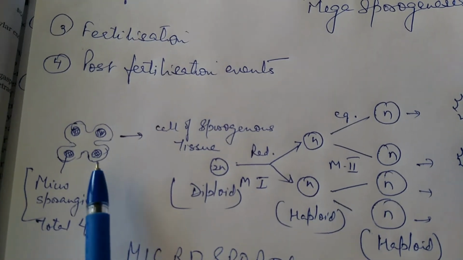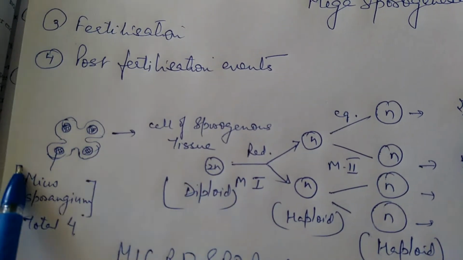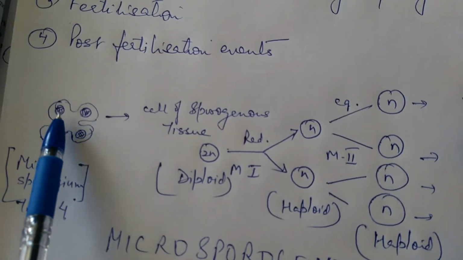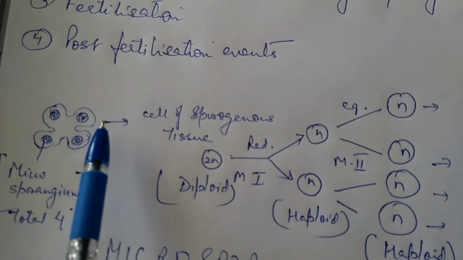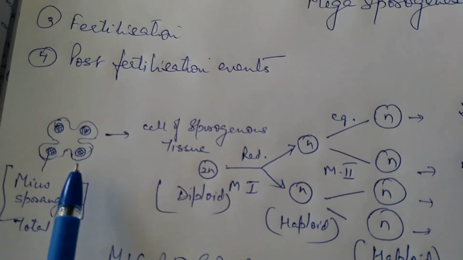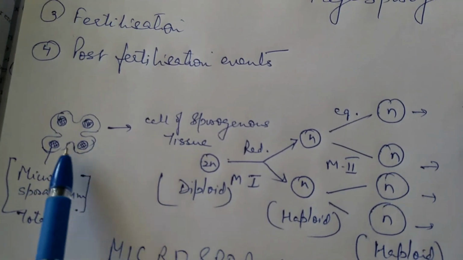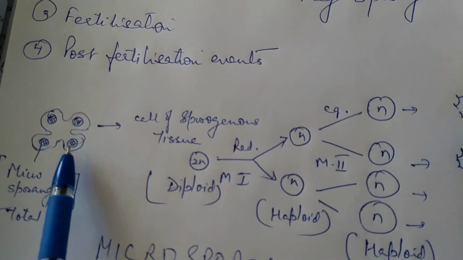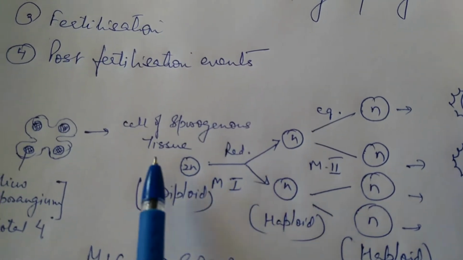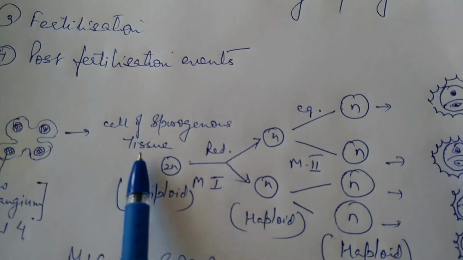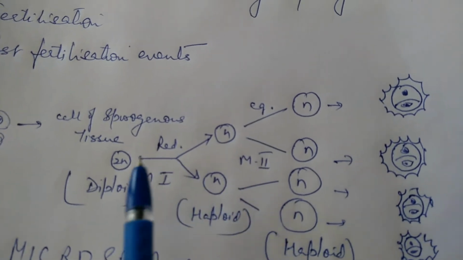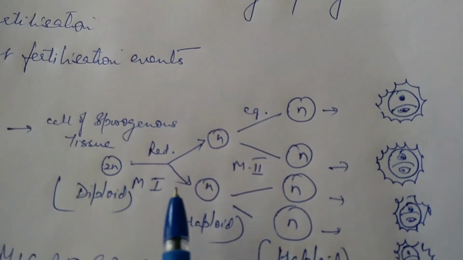This is section of an anther showing 4 microsporangia. Okay, now this is one microsporangium, this is another microsporangium, and we have 4 microsporangia in one anther. Now each microsporangium is filled with sporogenous tissue, and the cells of sporogenous tissue undergo the process of meiosis to produce the microspore. And the process of meiosis takes place in 2 stages.